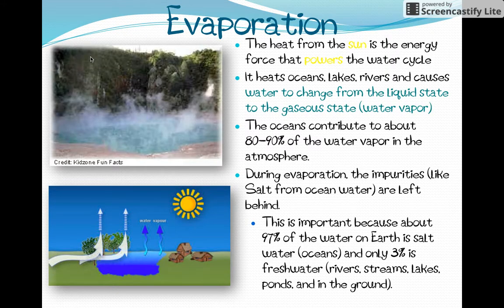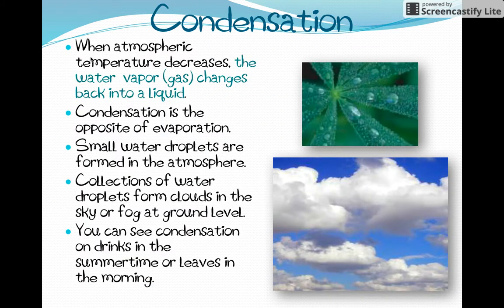So, evaporation. Heat from the sun is the energy force that powers the water cycle. It heats oceans, lakes, and rivers, and causes water to change from the liquid state to the gaseous state. The oceans contribute about 80 to 90% of the water vapor in the atmosphere. During evaporation, impurities like salt from ocean water are left behind. This is important because about 97% of water, of that 70% that we talked about initially, is salt water, and only 3% is fresh water.